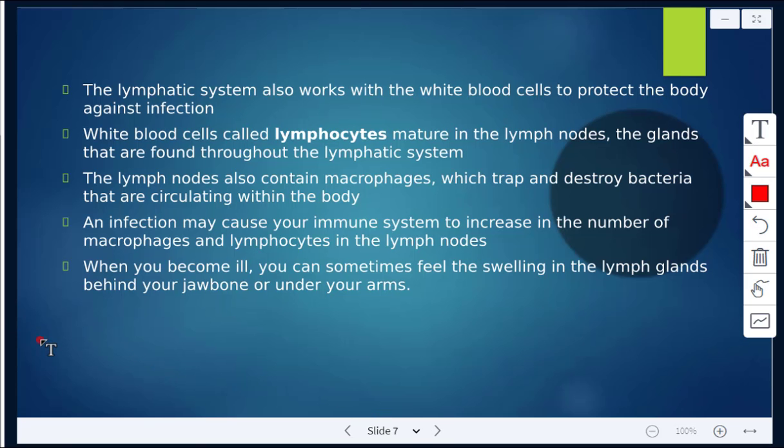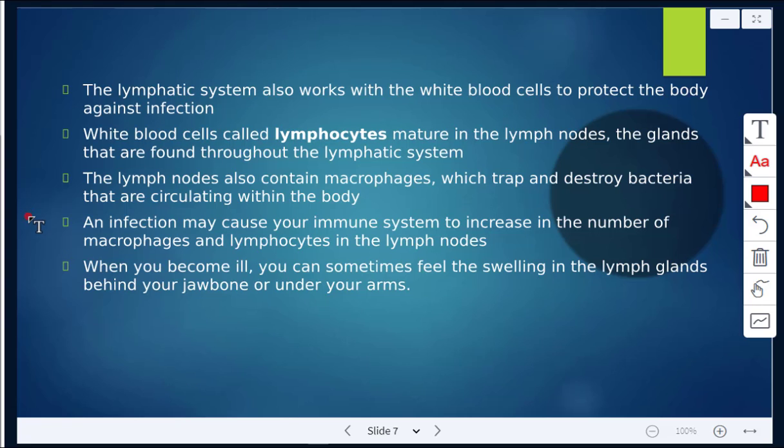All right, next, the lymphatic system also works with the white blood cells to protect the body against infection. Those white blood cells are called lymphocytes. They mature in the lymph nodes, the glands that are found throughout the lymphatic system. And these lymph nodes contain macrophages, which we'll take a look at. They trap and destroy bacteria that are circulating within the body.